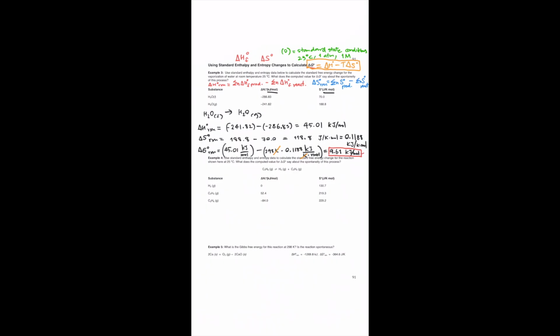Because the delta G value comes out to be positive, in this case the reaction at this standard state condition would be non-spontaneous in the forward direction, which means that at 25 degrees Celsius, the water will not vaporize into gas at the standard state condition.